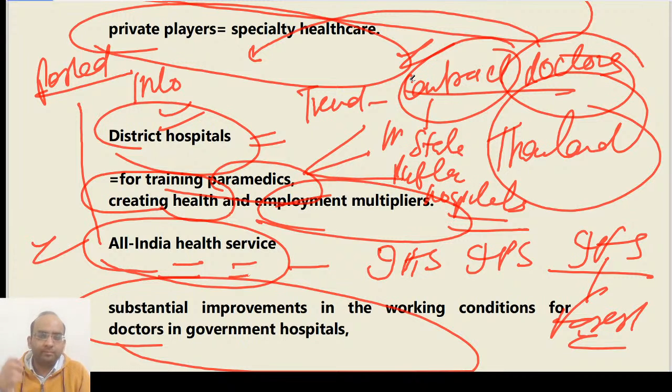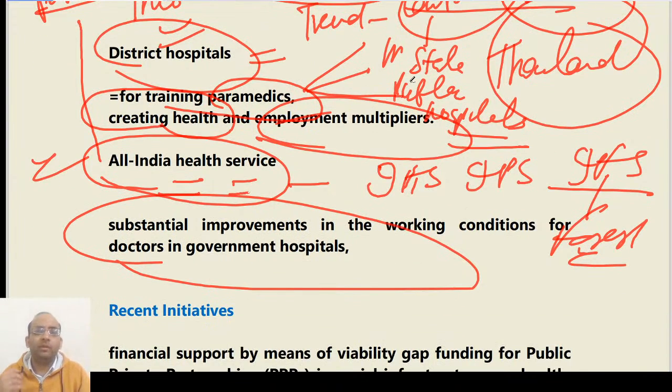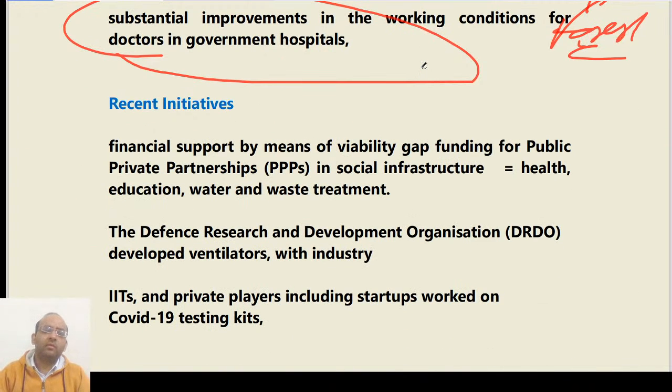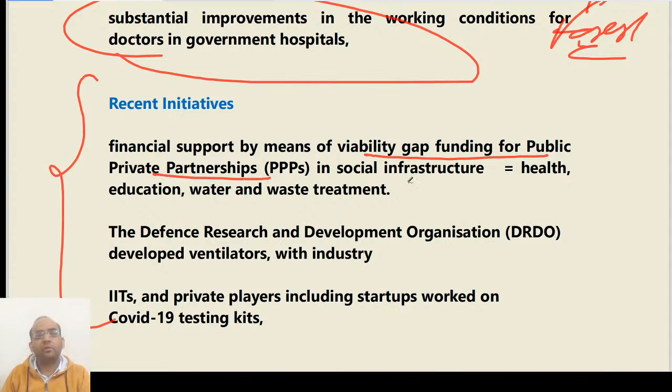That is why they are forced to look for medical jobs in the private sector. They wish to work in Fortis, Apollo, etc., but not in state public hospitals. So that is why we need to improve working conditions, like security of tenure, lucrative salaries, etc. But it is not that the government is not doing anything regarding PPP in the health sector. Government has taken many initiatives where private participation in the health sector is invited. This is financial support by means of viability gap funding for public private partnership in social infrastructure.